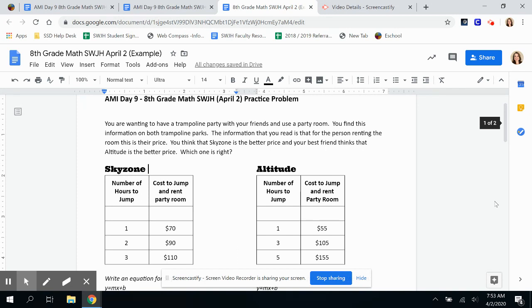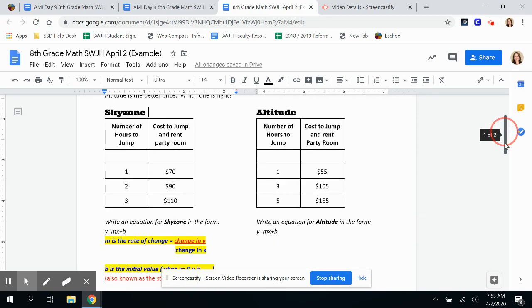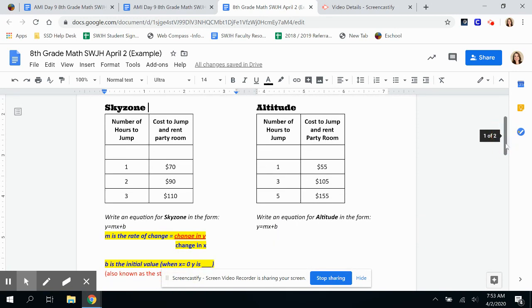Which one is right? We have two tables, and we're going to need to write an equation for both of them and set them equal to each other so we can figure out where they cost the same and evaluate from there. We're going to write an equation for Sky Zone in the form y equals mx plus b, where m is the rate of change, the change in y over the change in x, and b is the initial value. When x is 0, y is what? That's our startup fee. What is the cost when no hours are jumped?